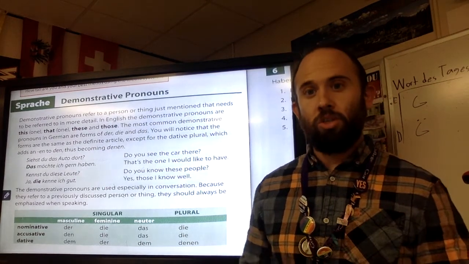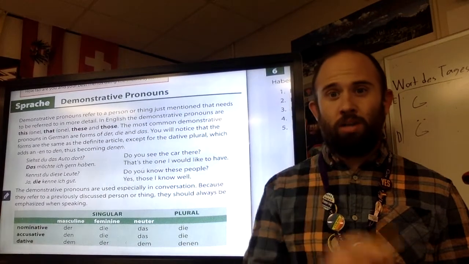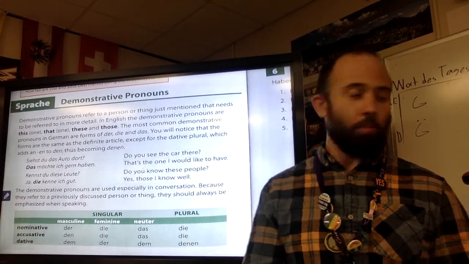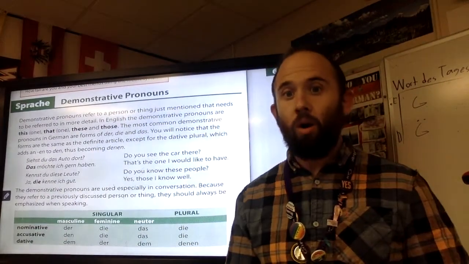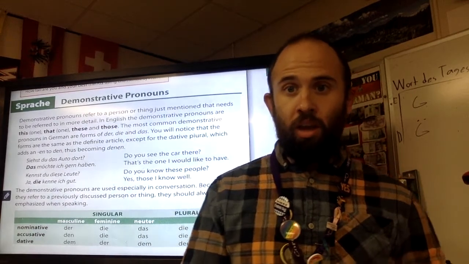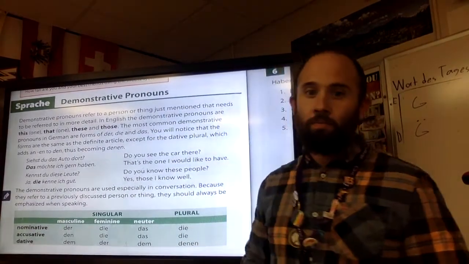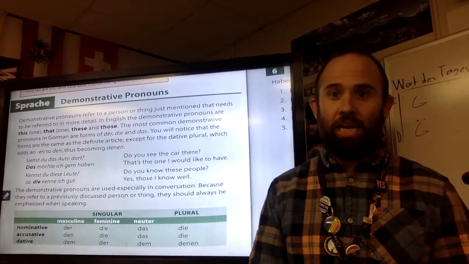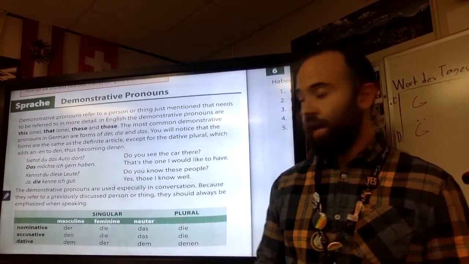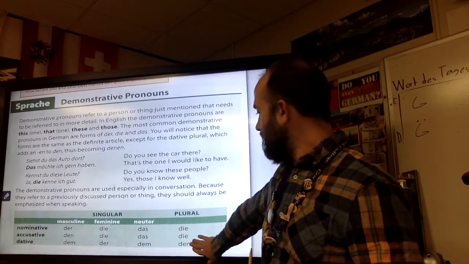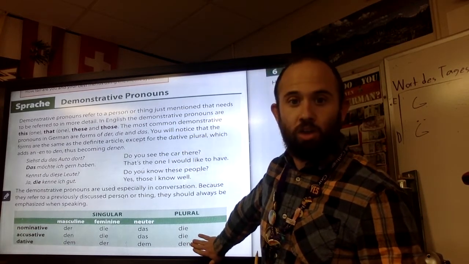It's the same as what you'd see on a dare chart. There's one exception. Can you spot it? I'm looking at page 194 in your book. Denen. The dative plural goes to denen instead of just den. Right? Otherwise, that's exactly what a dare chart would look like.